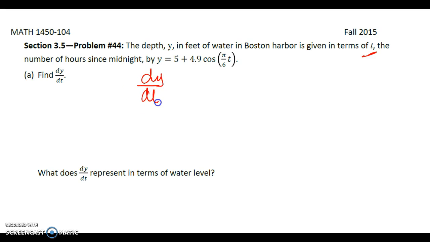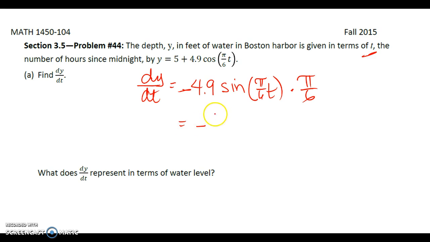dy/dt. First of all, the derivative of 5 is 0, right? So we'll come over here and we'll say the derivative of cosine is sine. So it should be 4.9 times the sine. Oops, the derivative of cosine is negative sine, isn't it? Pi over 6 t. And then the derivative of the inside of this is pi over 6, isn't it? So this is negative 4.9 pi over 6 sine of pi over 6 t.